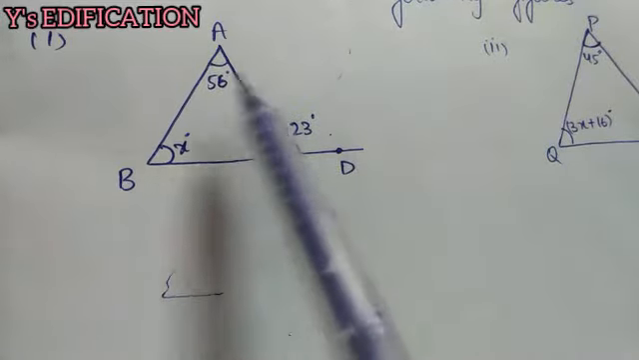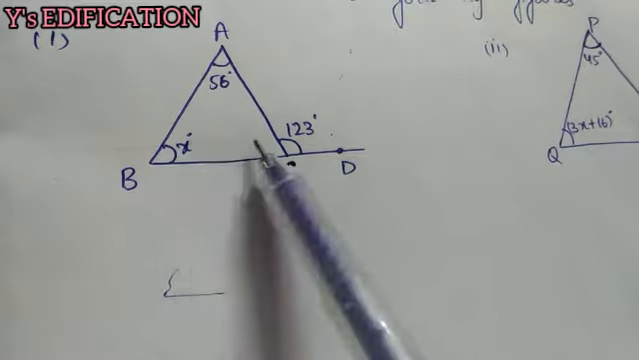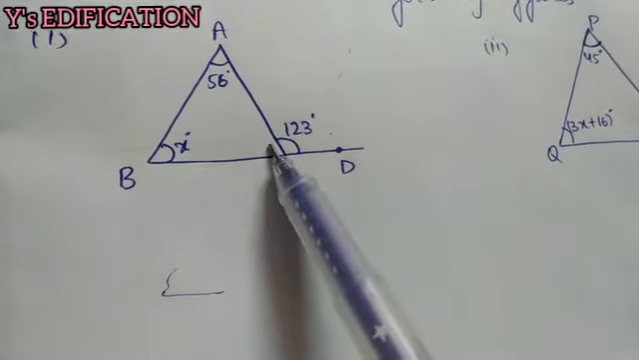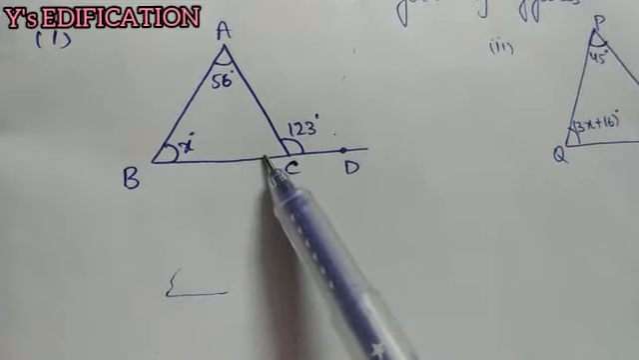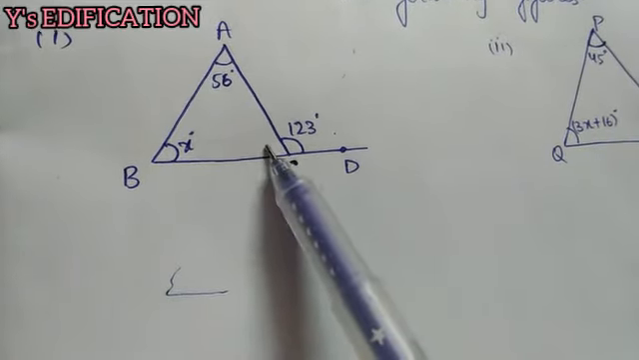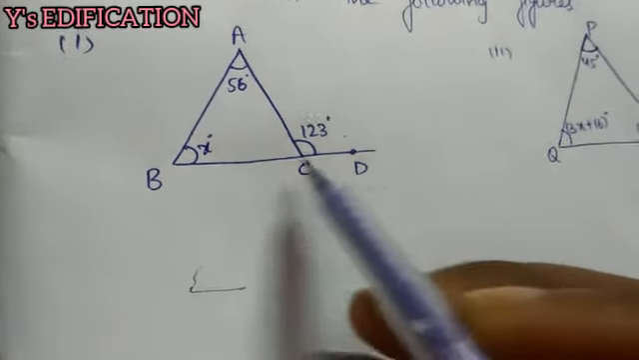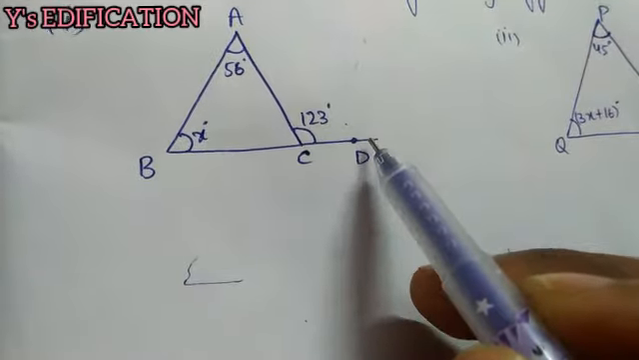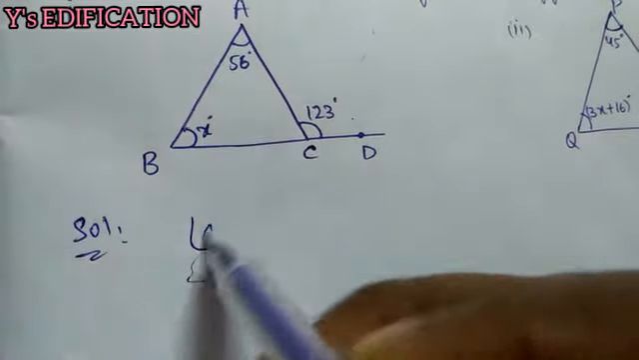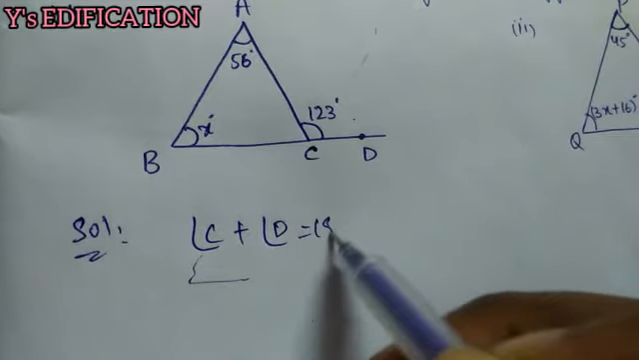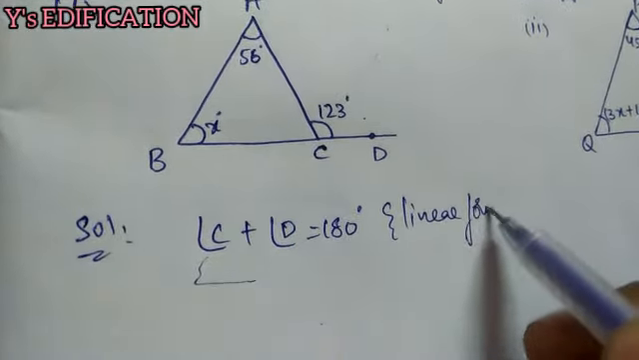First, we can use the fact that the sum of the angles of a triangle is 180 degrees, but here we don't have the angle C. This is the exterior angle of C, but we want the interior angle. So to find the interior angle of C, we have to consider angle C and angle D. C and D are in a straight line, which means it's a linear pair. So angle C plus angle D is equal to 180 degrees. Why 180 degrees? Because it is in linear form.